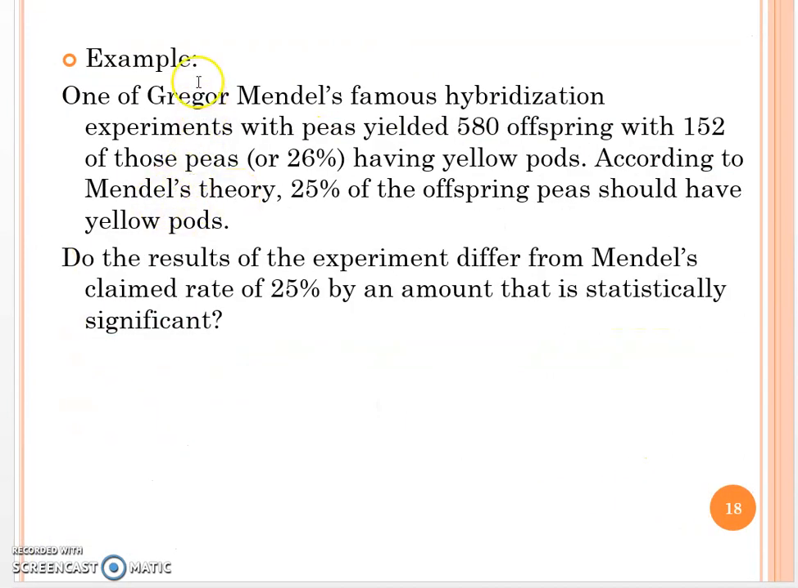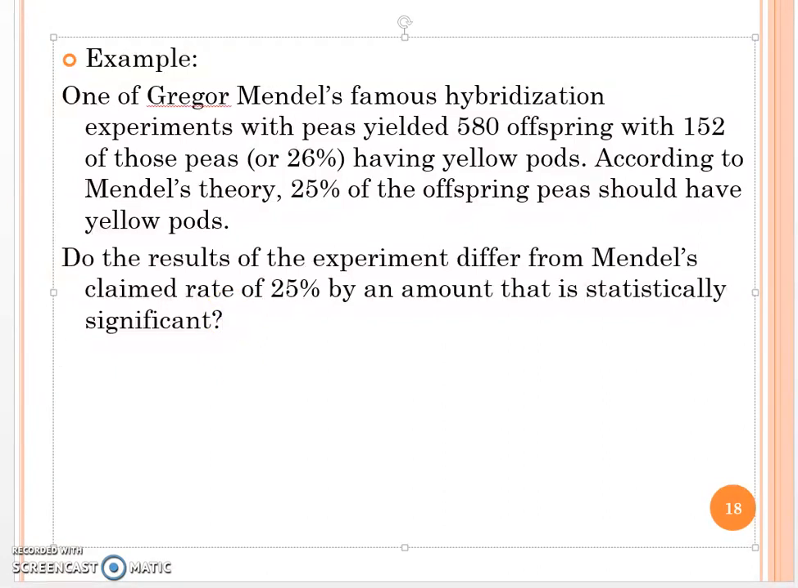So next example, I'll let you guys read it. Take a pause, please. Okay, so you must have read it. And the question asking you, they've got the results of 26% having yellow pads, right? 26%, while the theory says 25% should have yellow pads. So the question is, is this 26% statistically significant?